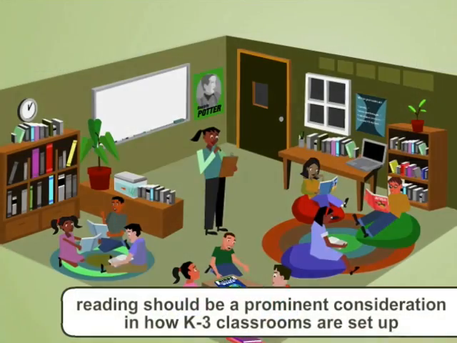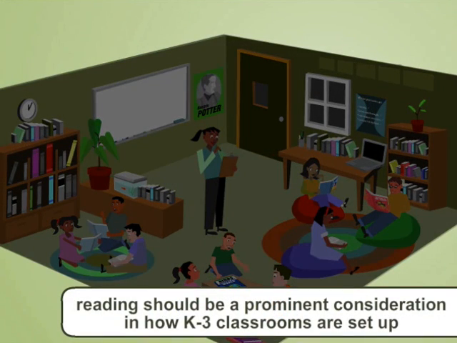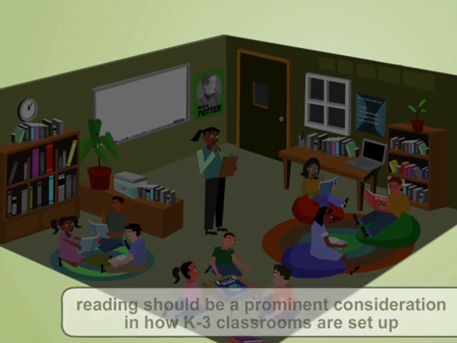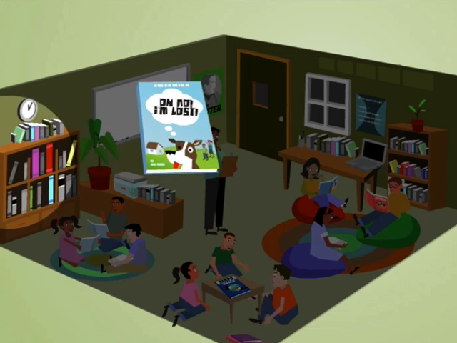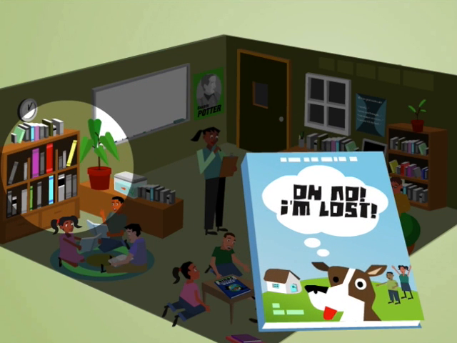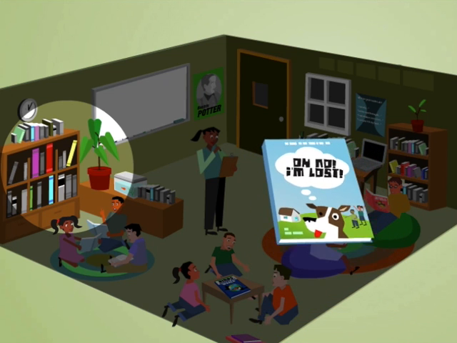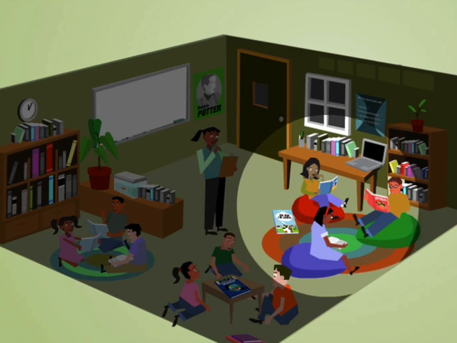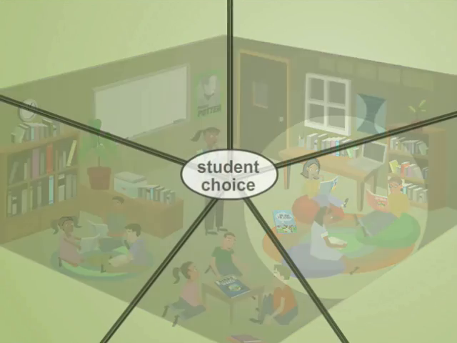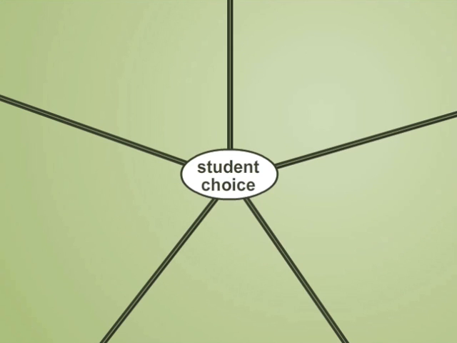Reading should be a prominent consideration in how K-3 classrooms are set up. Classroom libraries should be filled with books that are both interesting to students and clearly organized by theme, for example. Reading areas should have comfortable seating to help make reading together a pleasant experience. Giving choices also helps engage students.